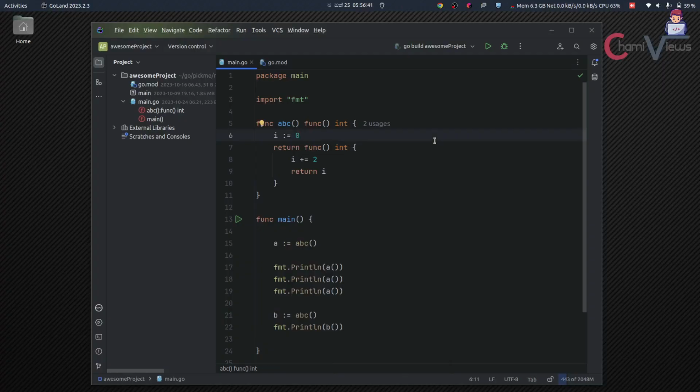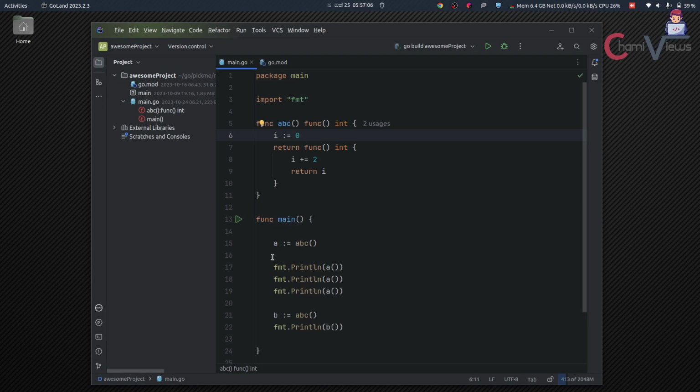Today we are going to discuss recursion. In the previous video, we discussed closures. If you haven't got that, please look into that, because closures are very important when we are learning Go. Today we are going to discuss recursion. First, I will give you an introduction about recursion.